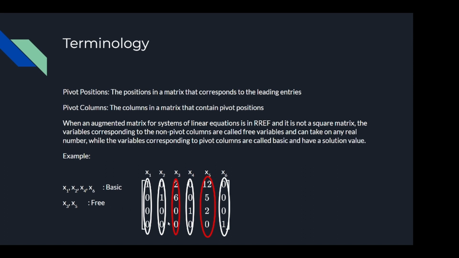And when an augmented matrix for a system of linear equations is in REF and it isn't a square matrix, then the variables corresponding to the non-pivot columns are called free variables, and they can take on any value, while the rest of the variables are called basic and they have a solution. In an example, you can see that the red columns, or the red variables, can take on any value. They're free because there's no pivot entry or pivot position. x1, x2, x4, and x6 have a solution.